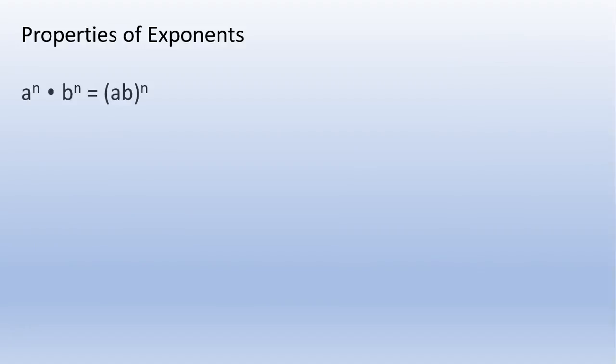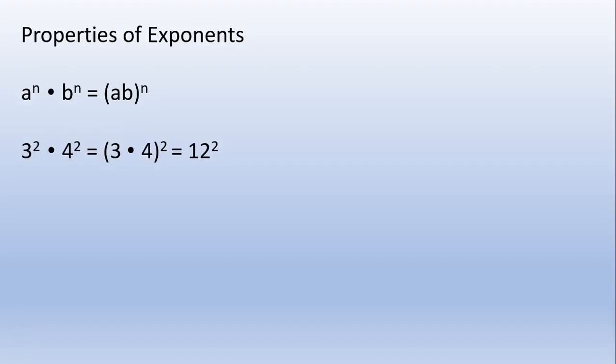The next property of exponents says that if we have a to the n times b to the n, that's a times b to the n. Now the important thing here is to notice that although the bases are different, the exponents are the same. So in this case, if we have 3 squared times 4 squared, we could rewrite that as 3 times 4 all squared, which would be 12 squared.